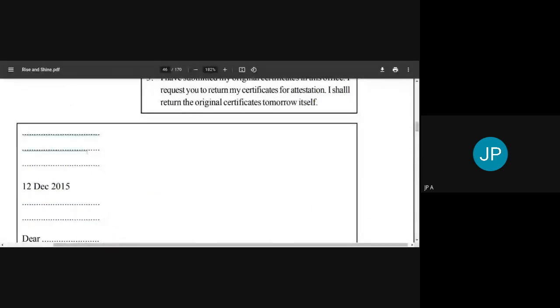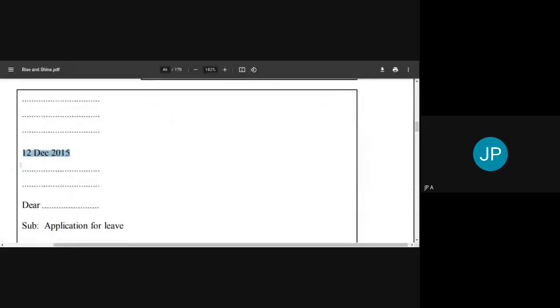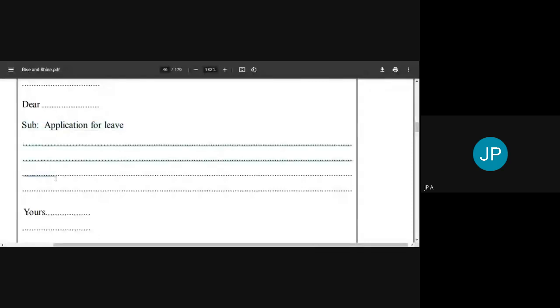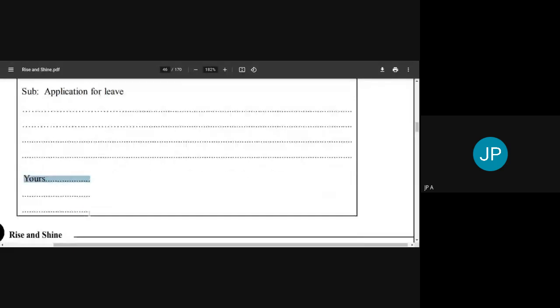First we have the from address here. After that we have the date. After the date we have the to address, that is the address of the principal or the HOD. And then we have dear sir or madam, and then we have the subject line. After the subject line we write the main body of the letter. After writing that, we have the complimentary clause, that is yours obediently or yours faithfully. Below the complimentary clause we have the signature, and below the signature we have the name.